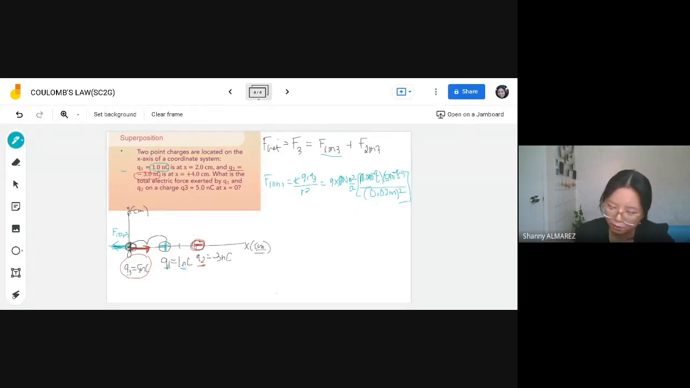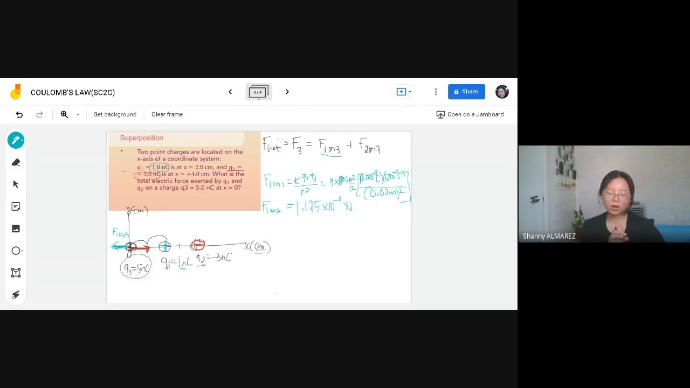So let's now compute for the value. Therefore, F1 on 3 will be equal to 9 times 10 raised to 9. Sige, solve tayo. 9 times 10 raised to 9 times the quantity. The first charge is 1 times 10 raised to negative 9 times, again, 5 times 10 raised to negative 9. So for our denominator, we have 0.02 squared. And you will get 1.125 times 10 raised to negative 4. So I hope parehas tayo ng nakuhang value. Okay?